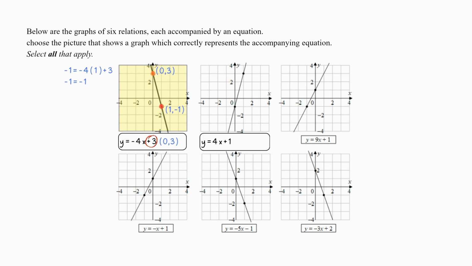Line 2. Y equals 4x plus 1. The y-intercept b value is at 0, 1. Looking at the graph, the line doesn't cross at 0, 1. Therefore, this equation doesn't belong to this graph.